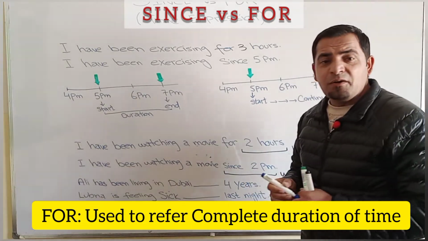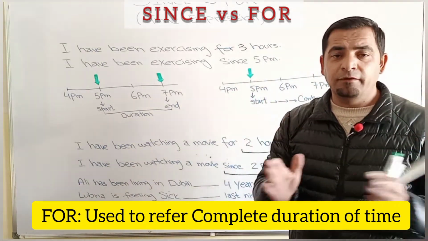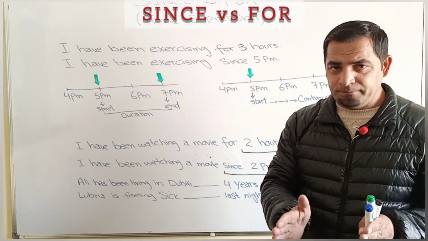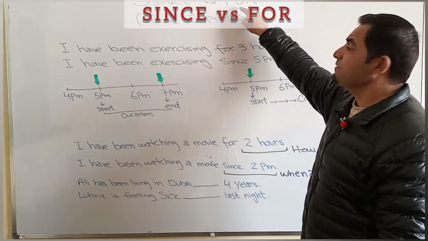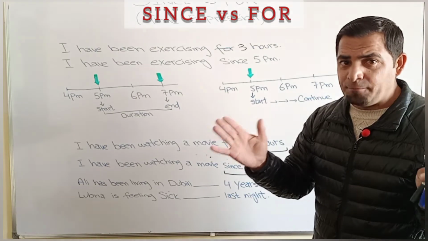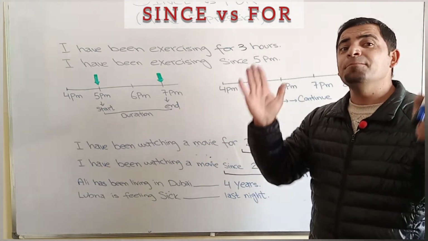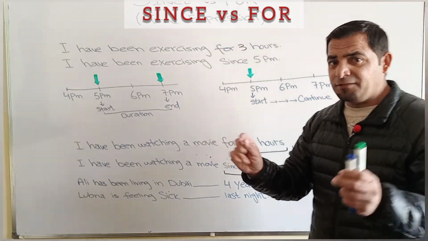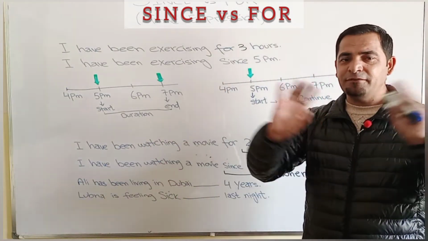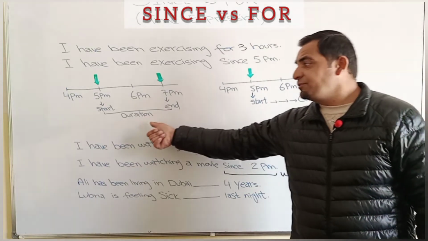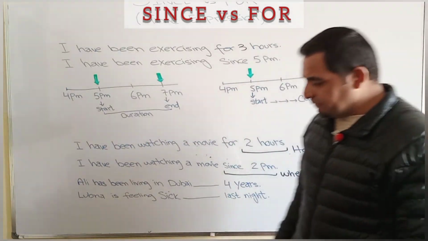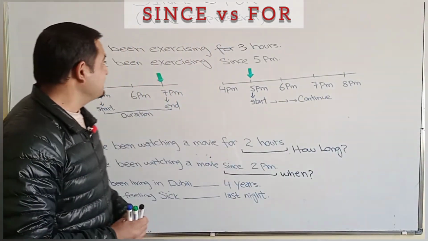Okay, when we are supposed to refer to the complete duration of an activity, we are supposed to use for. So for is used to refer to the total time of an activity or the complete time of an activity. It means that you know the beginning, you know the ending, so you are referring to it as a total duration of time, right? So let's look at the second example.